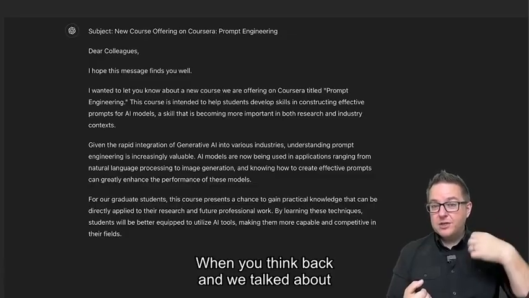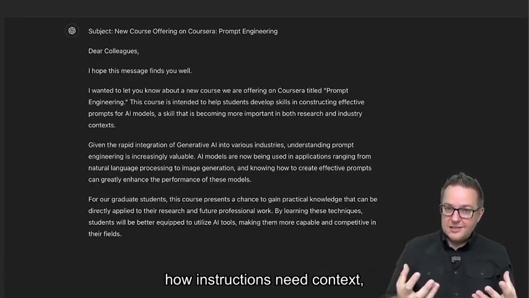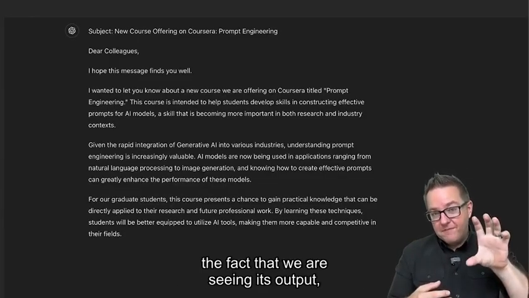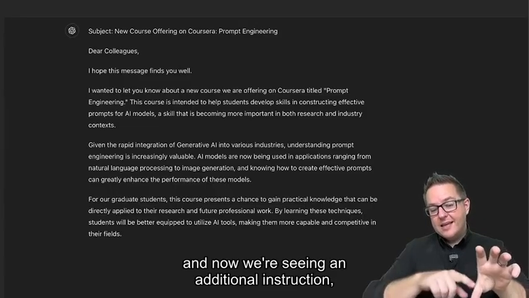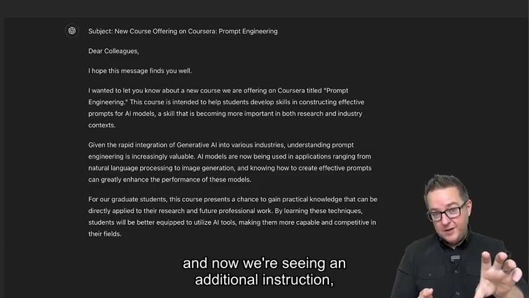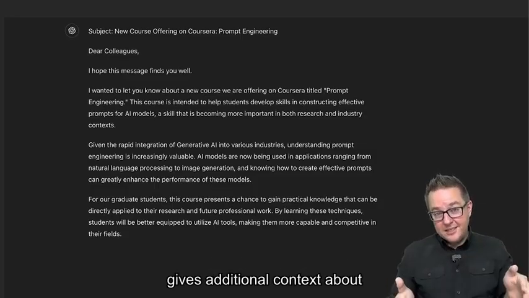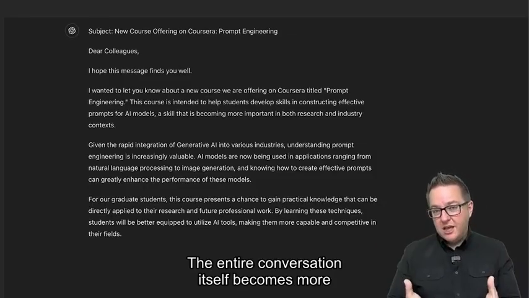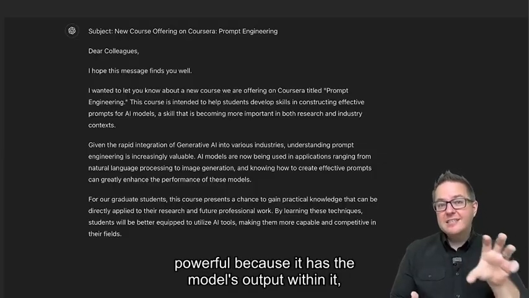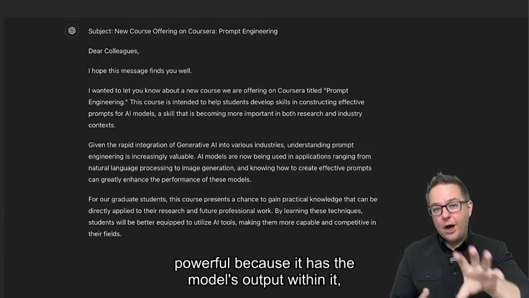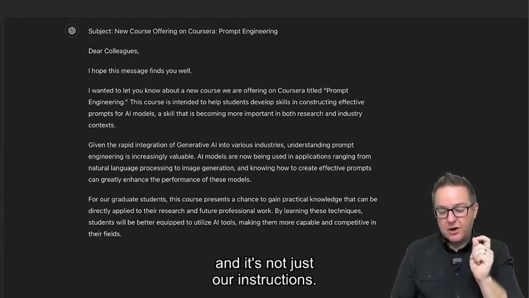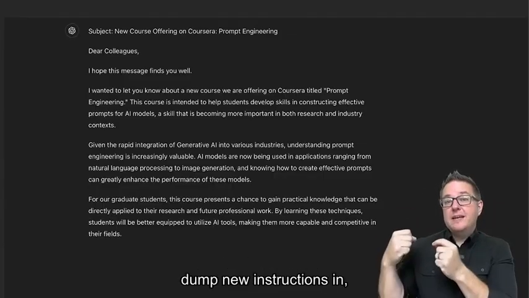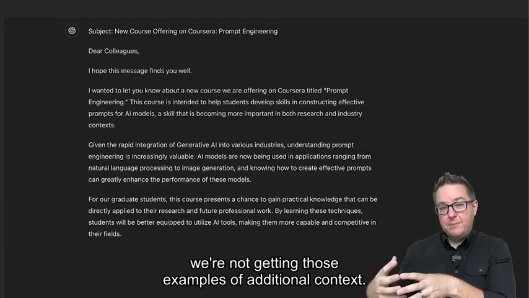So when you think back, and we talked about how instructions need context and they can be misinterpreted or interpreted different ways, the fact that we are seeing its output and now we're seeing an additional instruction gives additional context about the meaning of that instruction. And so the entire conversation itself becomes more powerful because it has the model's output within it, and it's not just our instructions. So if we just start a new conversation, dump new instructions in, we're not getting those examples of additional context.